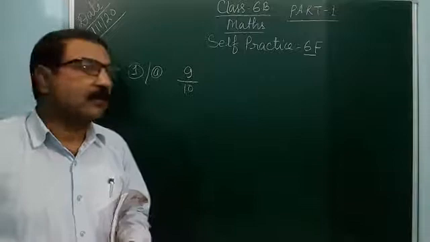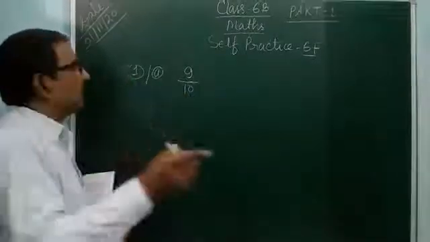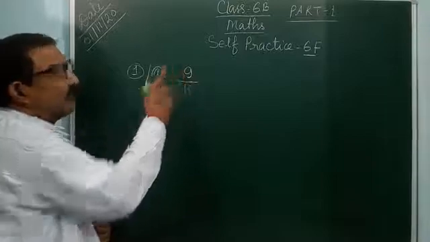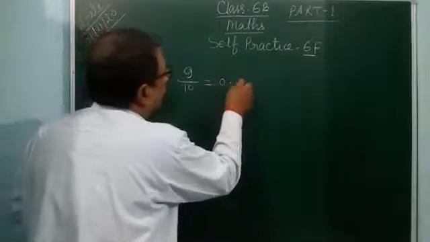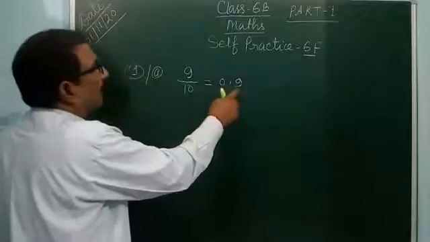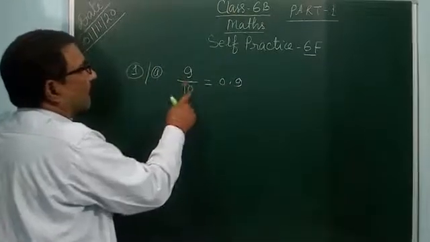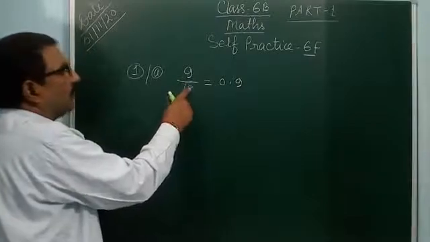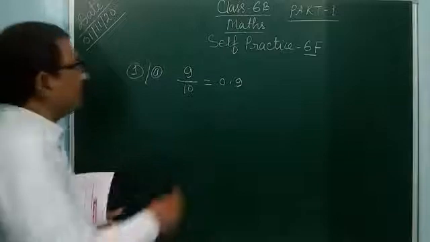It is very easy. You can see denominator has only 1 0. So you can take after decimal 1 place like that 0.9. After point, 1 digit only 9, because here denominator has 1 0. Like that 23 by 10, B.